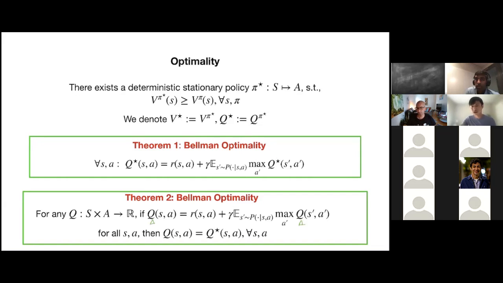I saw a question asking whether this stationary deterministic policy V star dominates all non-deterministic policies. Yes, and it also dominates non-stationary policies, in the sense that the policy depends on the history as well. In other words, if you're working on a Markov decision process, there's no need to look at a history-dependent policy, because your optimal policy is only going to look at the current state and make a decision.